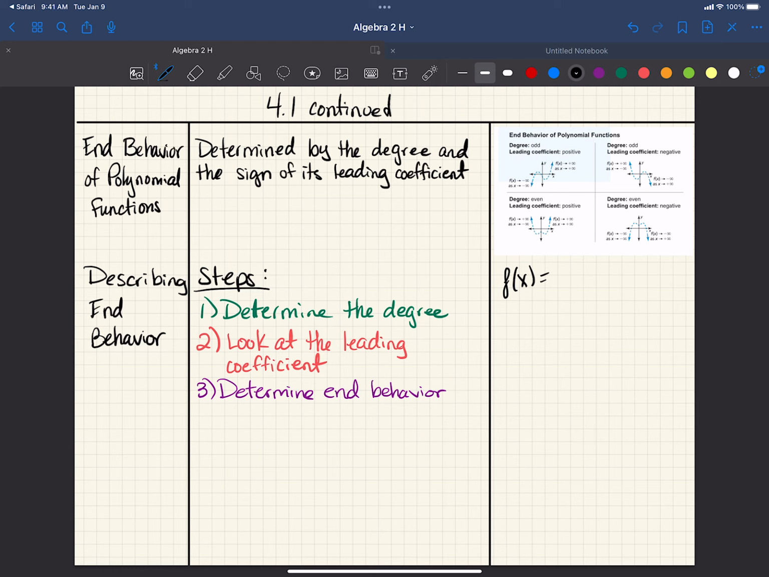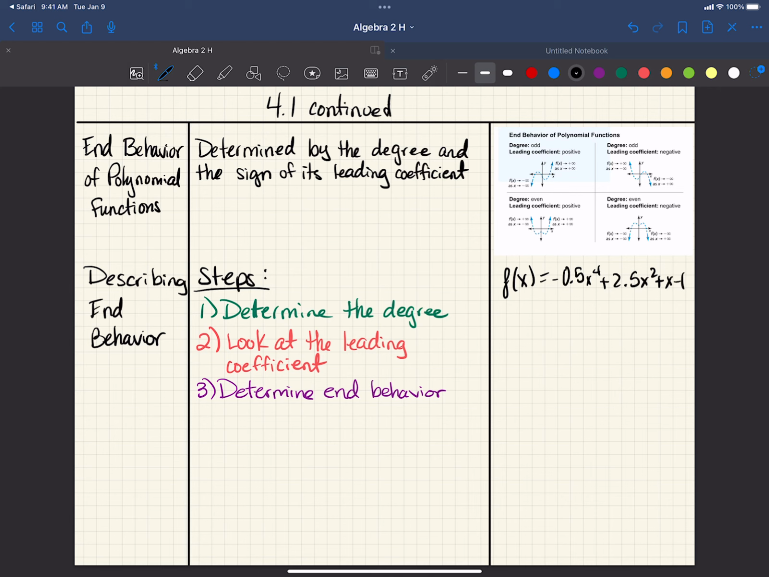Now, let's say I have here, in describing the end behavior, a function f of x equals negative 0.5 x to the 4th plus 2.5 x squared plus x minus 1, right?